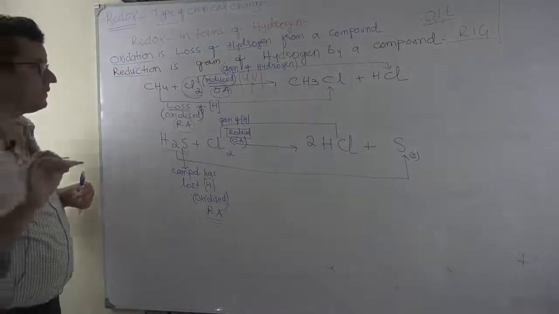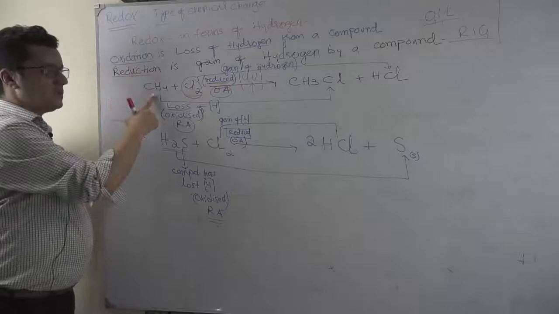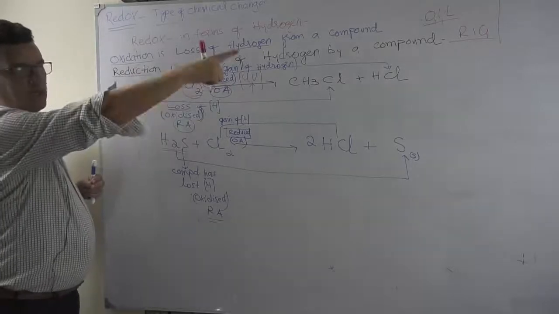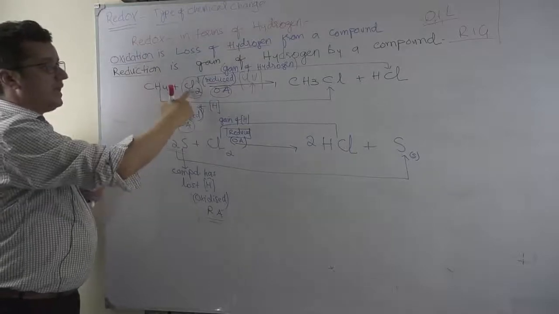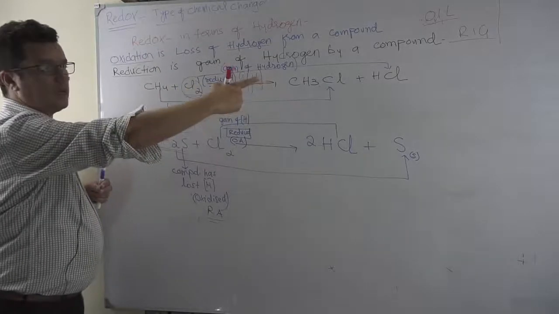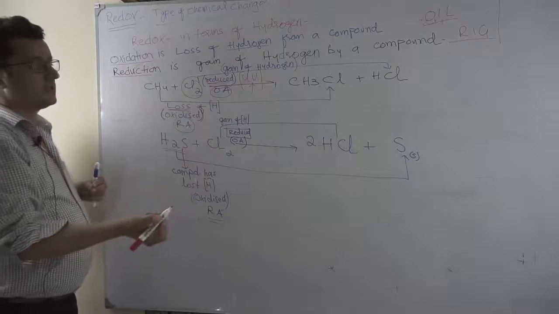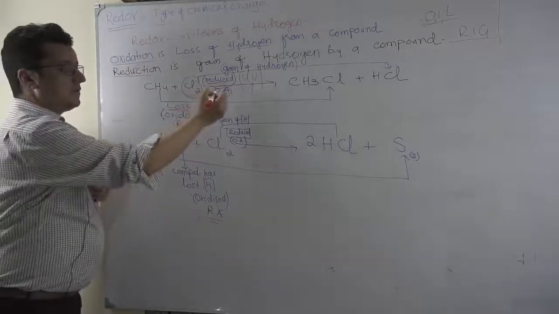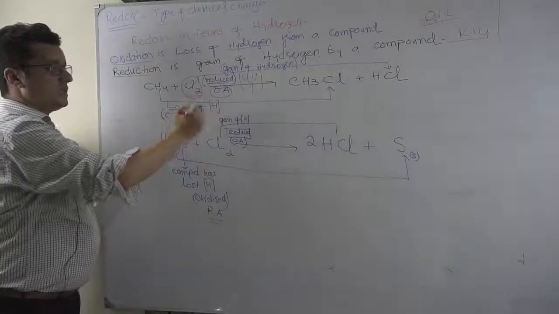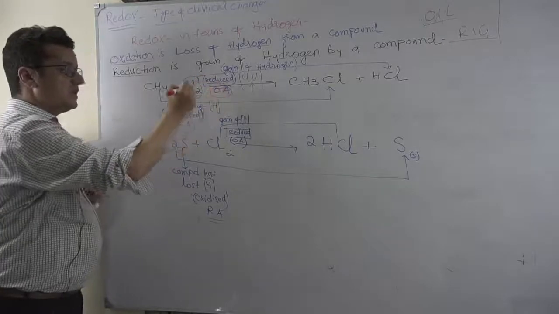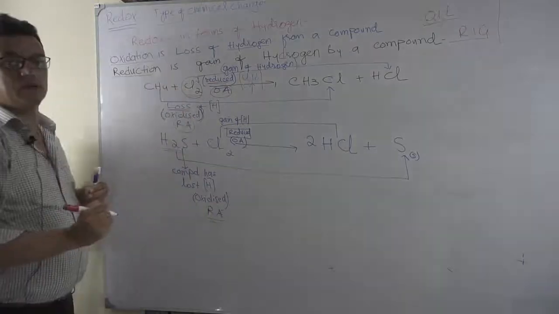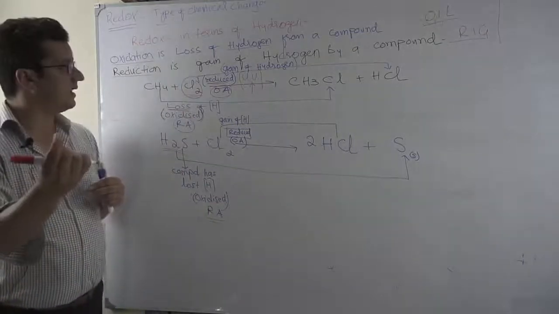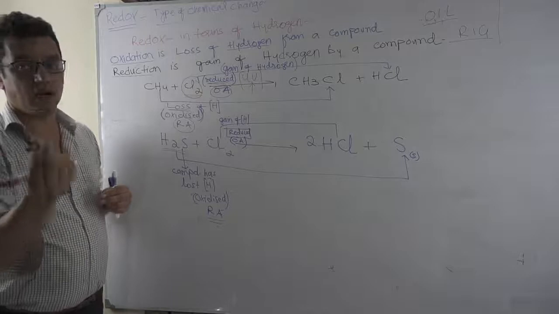You need to be careful. It has lost hydrogen, so it is oxidized. Gained hydrogen, reduced. And the opposite occurs in terms of oxidizing agent and reducing agent. It is reduced, so it's an oxidizing agent. It is oxidized, so it's a reducing agent. So these are two important examples to explain the idea of redox in terms of hydrogen.